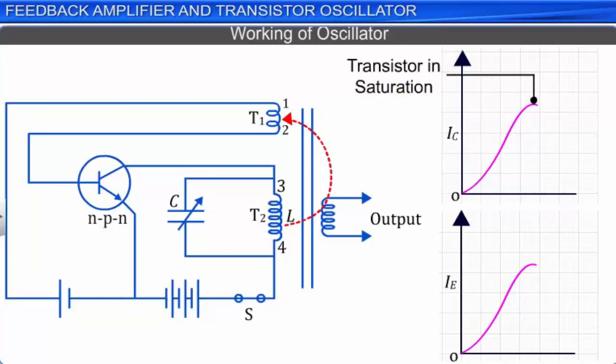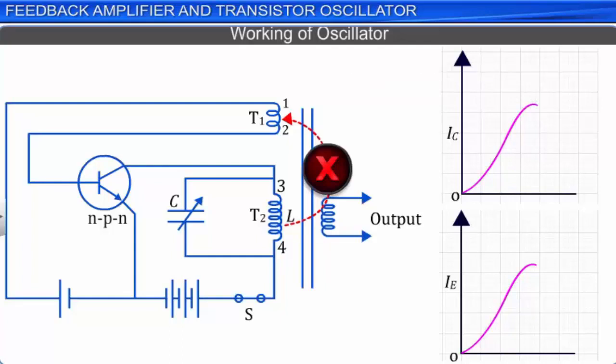When the transistor goes into the saturation state, the current stops changing in coil T2 and therefore inductance or feedback from coil T2 to coil T1 stops. When the inductance or feedback from coil T2 to coil T1 stops, emitter current starts decreasing.